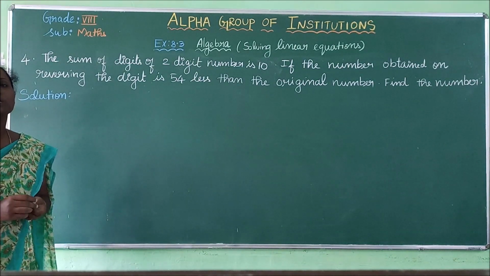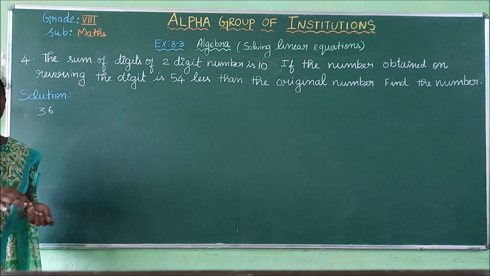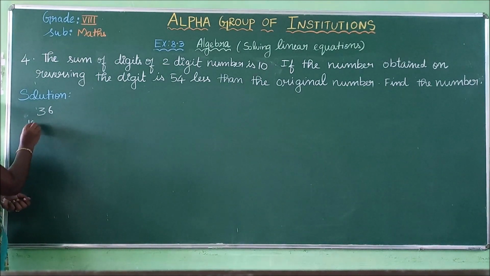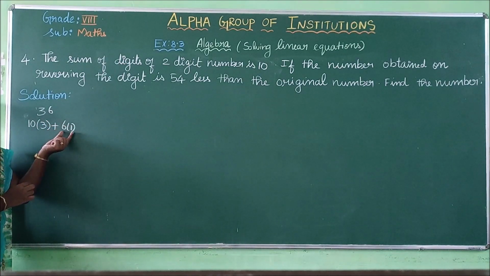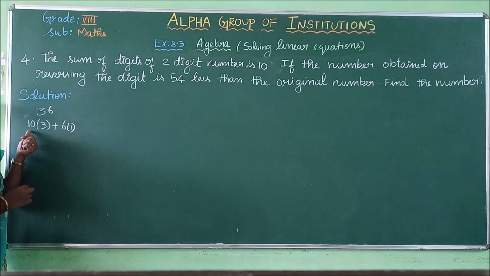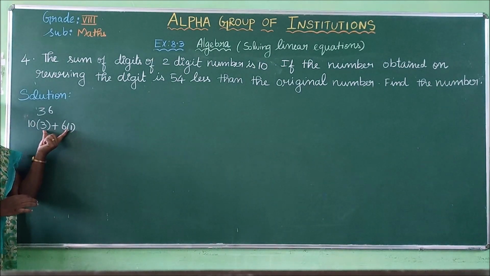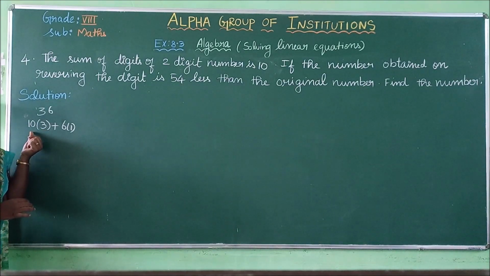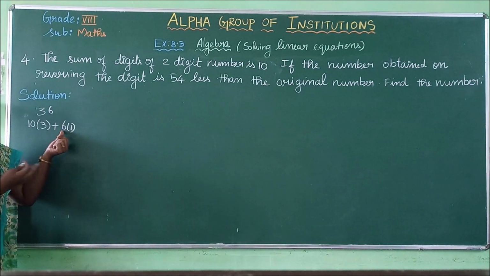How to take a 2-digit number in general? For example, take the 2-digit number 36. In lower classes we have learned that 36 is 6 ones and 3 tens, so we can split it as 3 into 10 plus 6 into 1. This is the digit in the unit place, and this is the digit in the tens place. The tens and unit places will not change. If in place of 3 I take 4, it becomes 4 into 10, 40, and in place of 6 if I take 2 into 1, which is 2, it becomes 42.